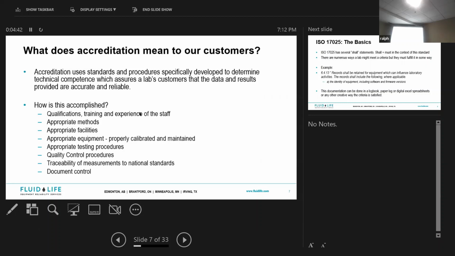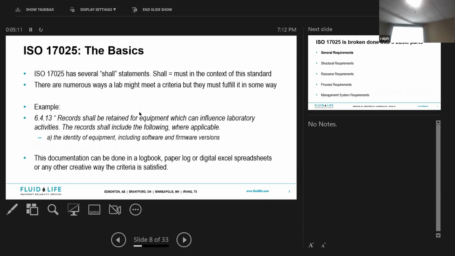So what does it mean to be accredited to our customers? As I was saying before, the standards and procedures are specifically developed to determine technical competence. The data and the results provide accurate and reliable information, and how that's accomplished is through all of these things that I listed. We're going to go a little bit through it during the presentation. So you need facilities, methods, equipment, proper quality control, traceability, document control, all that stuff. And then we'll go through that a little bit.